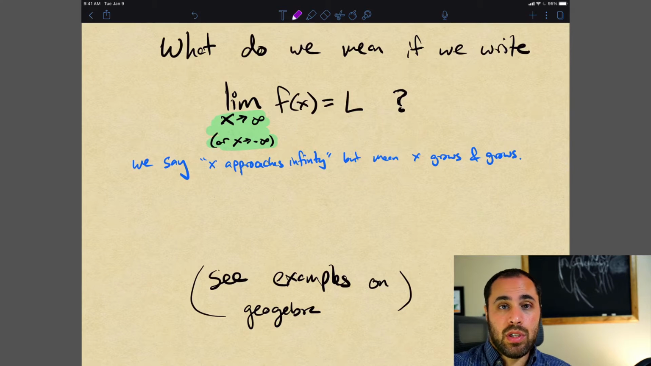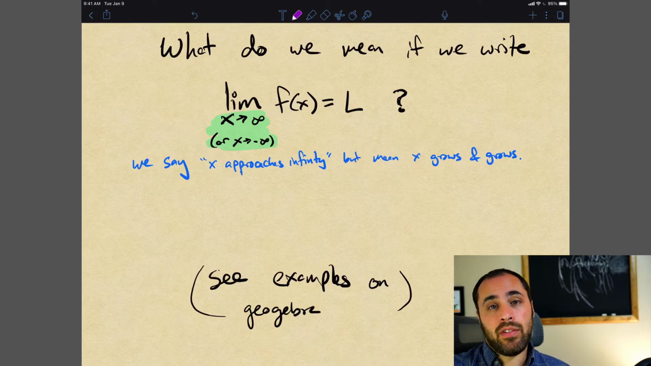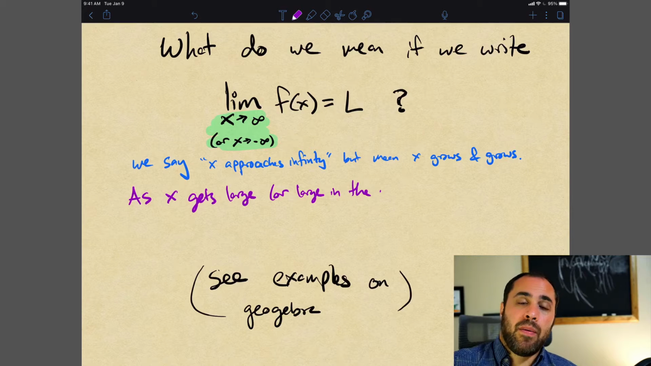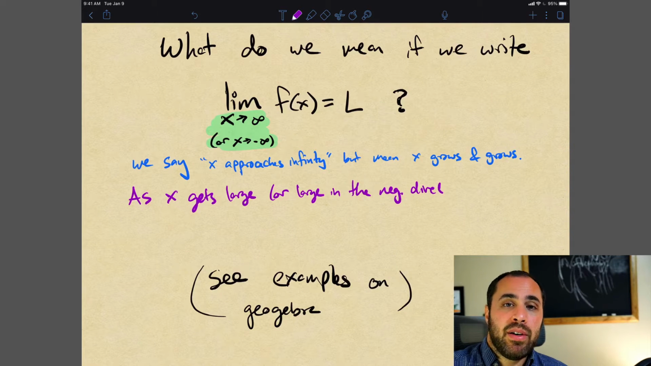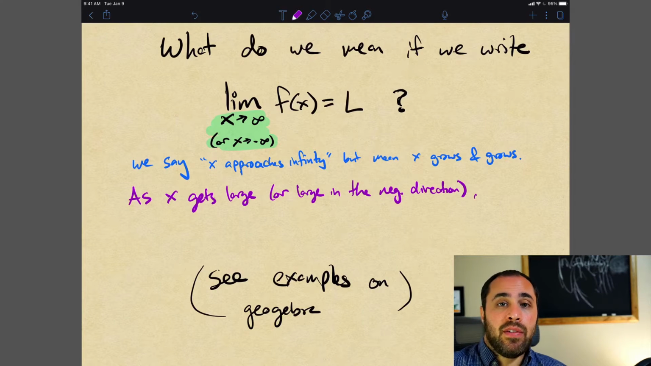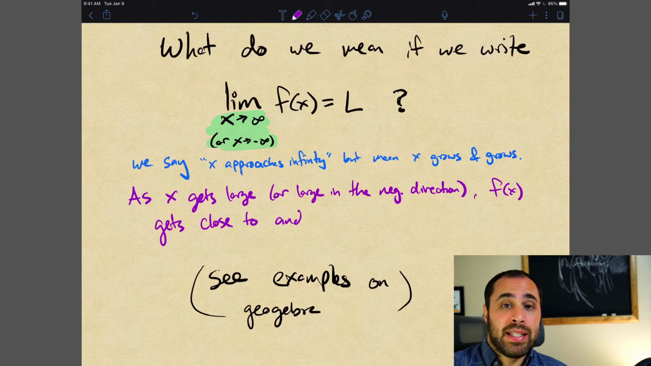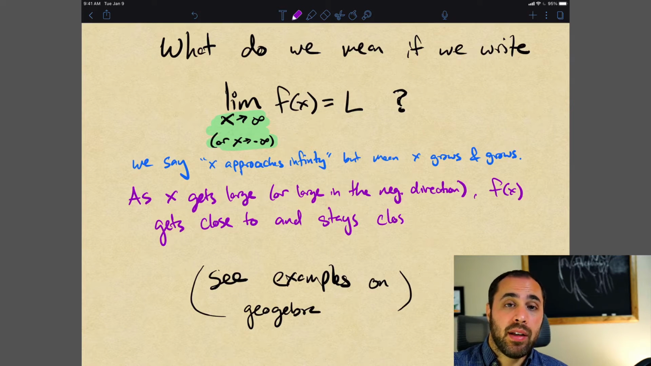So to say that the limit of f of x as x approaches infinity equals some number L, we mean that, well, as x gets bigger and bigger and bigger, the value of f, the y value, is just getting close to and staying close to L.